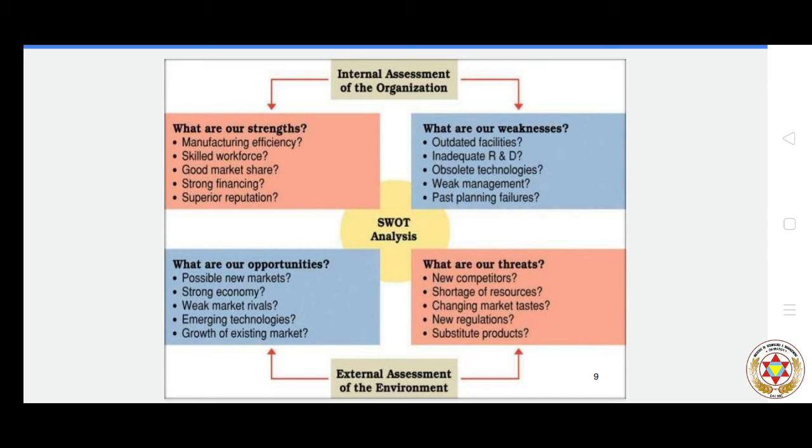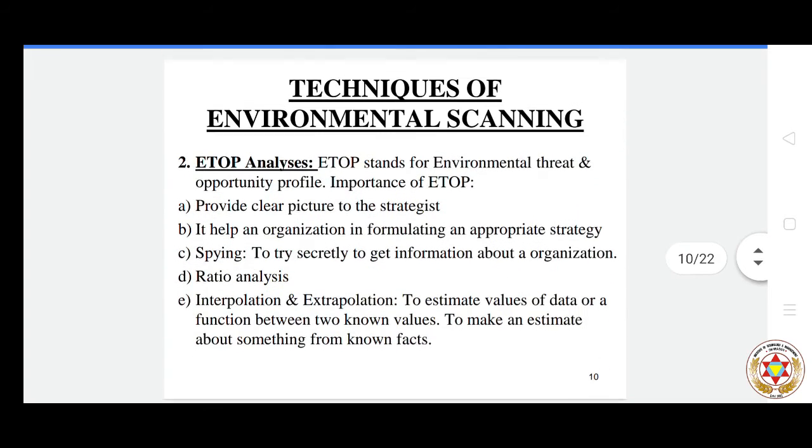Whereas the opportunities and the threats are the analysis of the environment. The opportunities could be possible new markets, a strong economy, weak market rivals, emerging technologies, growth of existing markets, etc. Whereas the threats are new competitors, shortage of resources, changing market tastes, new regulations, or substitute products that could become available. So this is the diagram of the SWOT analysis which an organization does, where the internal is within the organization and the external is of the environment.